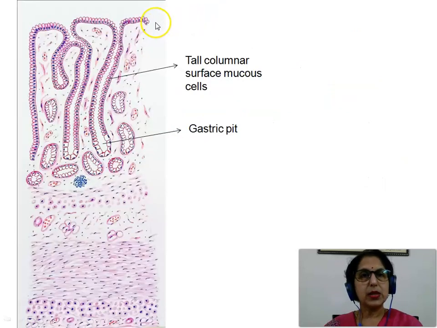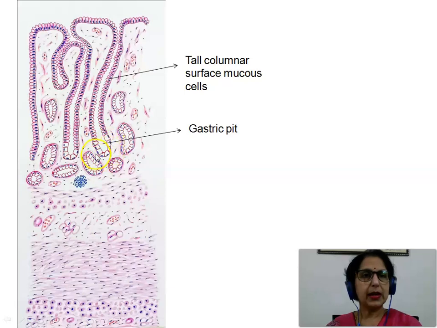So what we see here is the mucosa, the lining epithelium, which is lined by tall columnar surface mucous cells which have an oval basally placed nucleus. This, what we see here, is the gastric pit. So as is seen in this diagram, the gastric pit is deep, occupies almost 2/3 the thickness of the mucosa, and the lower part here, what we see, are the pyloric glands.